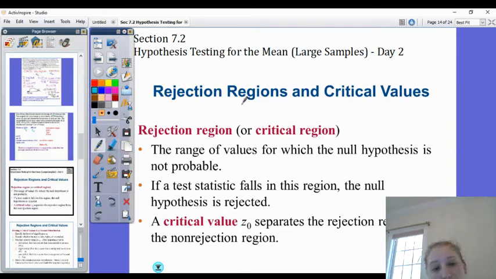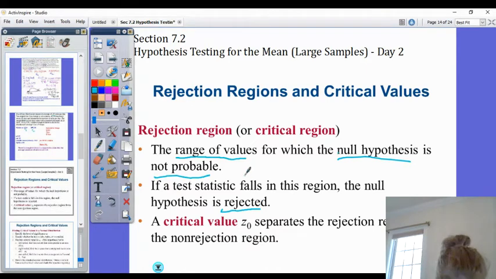Okay, so now we're going to talk about rejection regions and critical values. Your rejection region is your range of values for which the null hypothesis is not probable. So if your test statistic falls in that region, we then reject the null hypothesis. Your critical value, z naught, separates the rejection region from the non-rejection region.